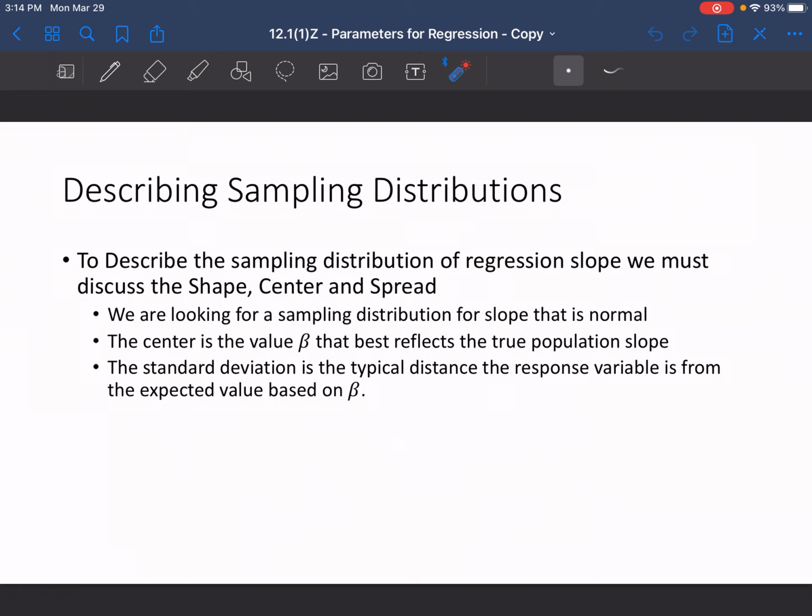So that's kind of the goal, or the idea behind this regression idea. But what we want to do before we do any of that is describe our sampling distribution. And so again, to describe our sampling distribution of a regression slope, we must discuss the shape, center, and spread of that regression slope.